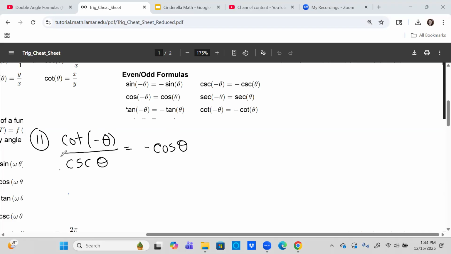I apologize. We're going to start with the left side, and that's what we've done on the other ones as well, the more complicated side. All right, but I don't want negative theta. So if we look into these even odd formulas, right here, there's cotan negative theta. It just can be replaced with negative cotan theta.